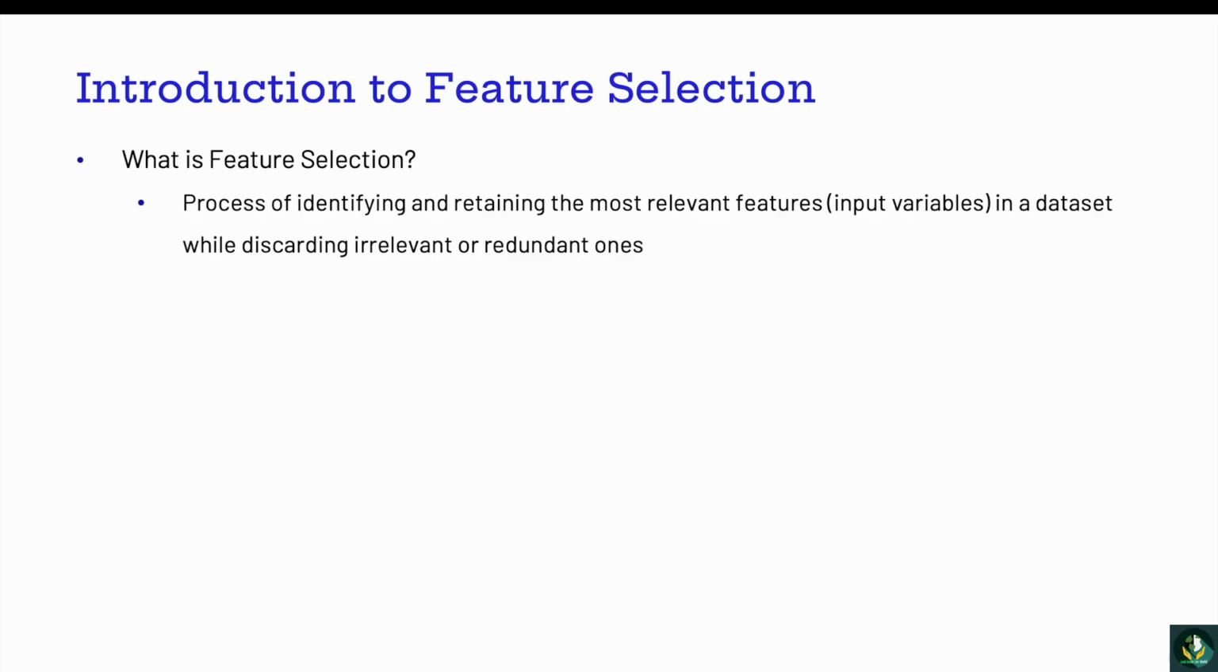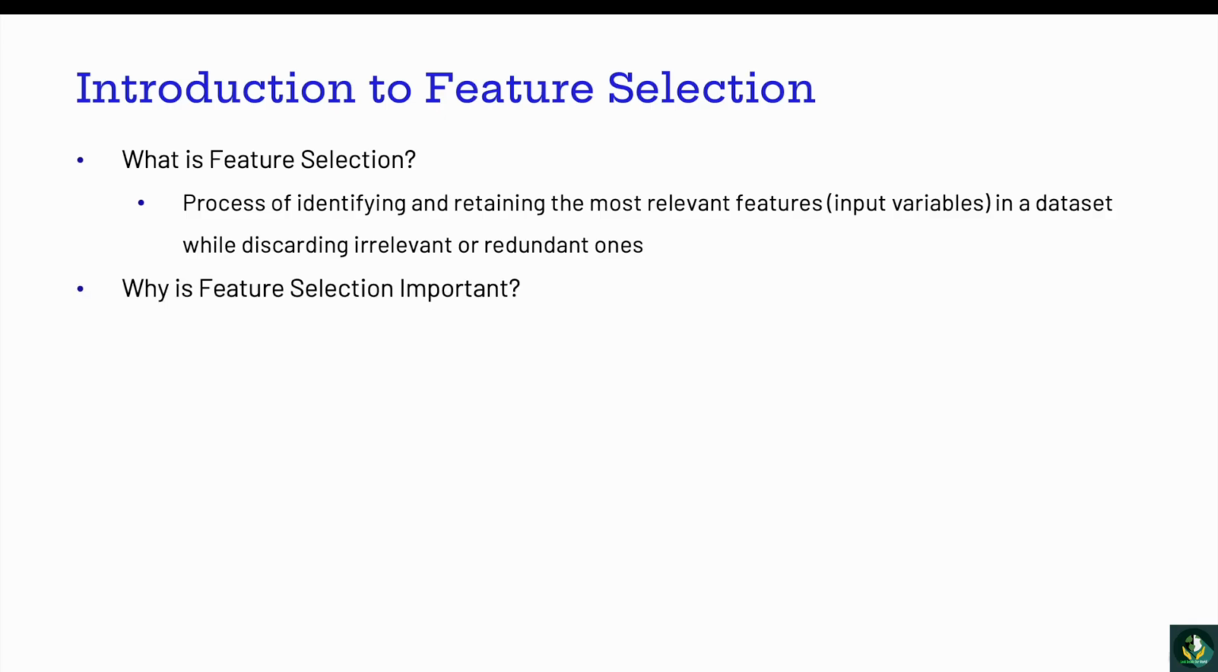So first, let me give you an introduction to feature selection. What is feature selection? Feature selection is the process of identifying and retaining the most relevant features, which are also called input variables, in a data set while discarding irrelevant or redundant ones. This step helps simplify the model, reduce overfitting, and improve computational efficiency.